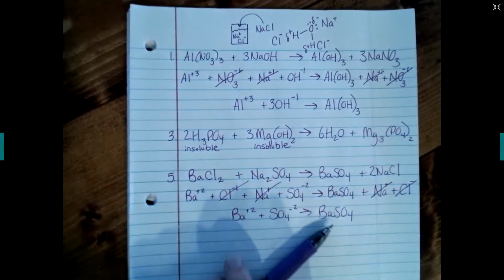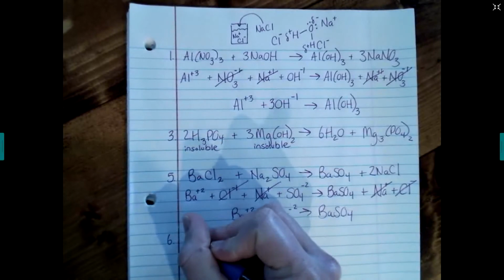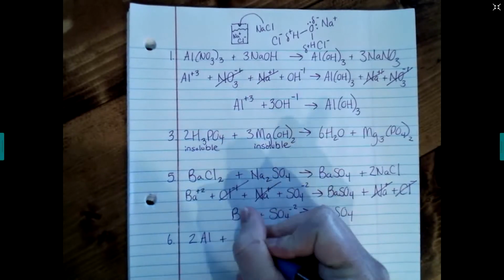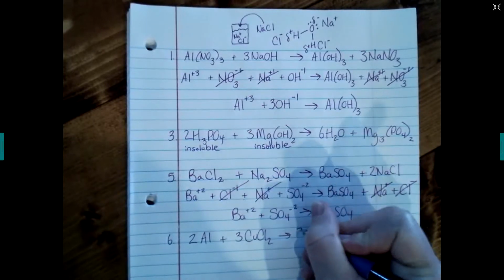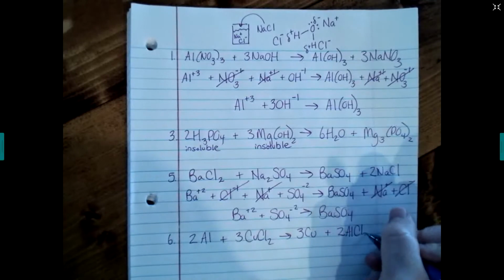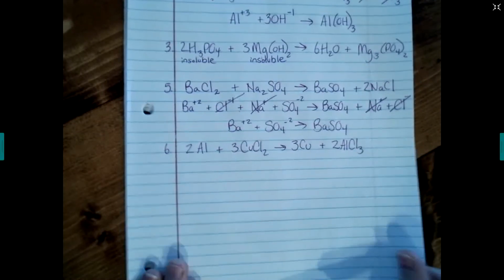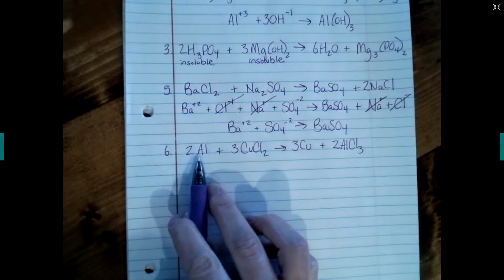All right, moving on to number 6. We've got aluminum plus copper 2 chloride yields copper and aluminum chloride. All right, so this is our first single replacement reaction. These are a little bit different. The first thing you need to note is that aluminum does not dissolve in water.